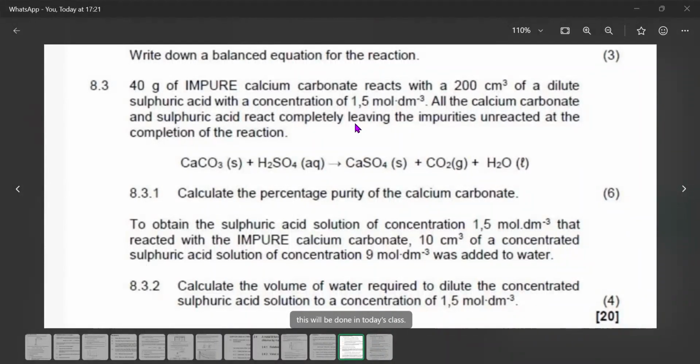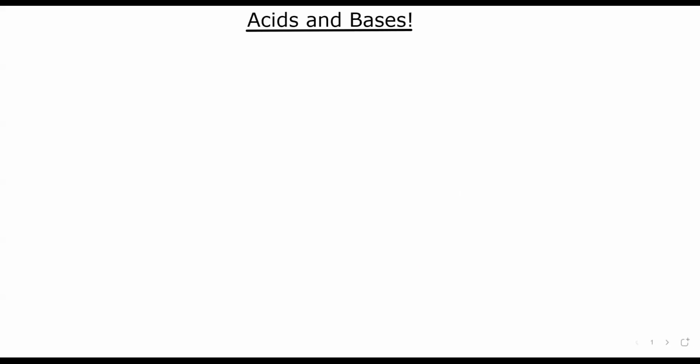But they told us a very important thing. They said all the calcium carbonate in that impure sample has completely reacted with the sulfuric acid. That is very, very important. So let's go ahead and do that. Well, the first thing we realize is we are not really given much about calcium carbonate itself. So we have to use information about sulfuric acid in order to find the mass of this calcium carbonate.